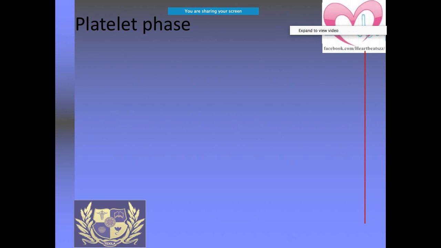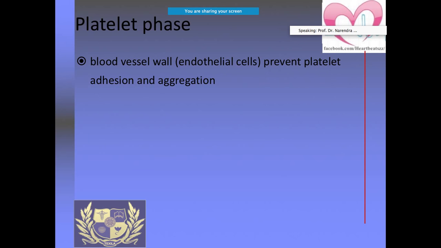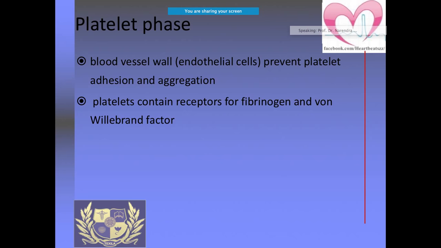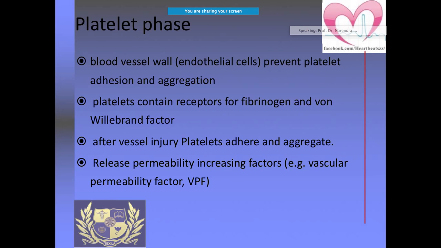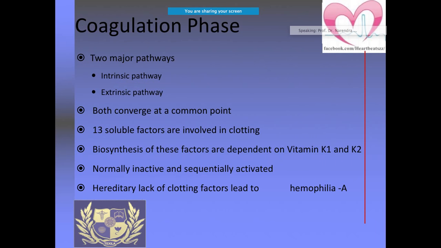And then the platelet phase is activated, during which the endothelial cells tend to prevent the platelet adhesion and aggregation. And then the platelets contain the receptors for fibrinogen and von Willebrand factor, the VW factor as well. And it tends to happen after the vessel injury. And after that, there will be release of the permeability factor, which will be further promoting the coagulation.